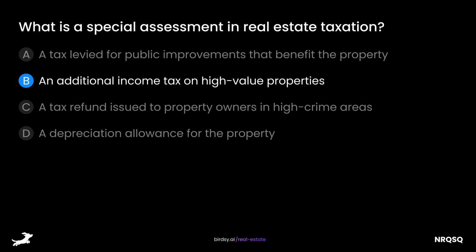B, an additional income tax on high-value properties? C, a tax refund issued to property owners in high-crime areas? Or D, a depreciation allowance for the property? The answer is A, a tax levied for public improvements that benefit the property.